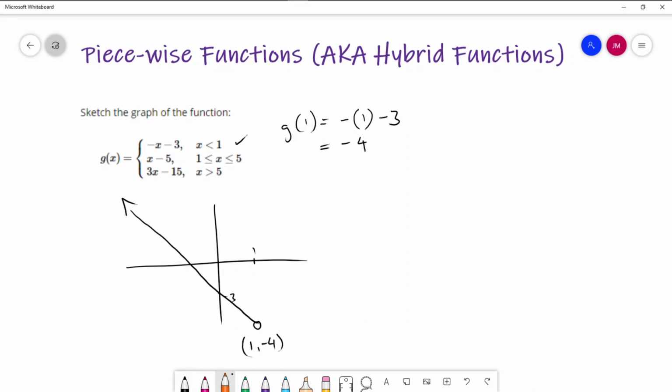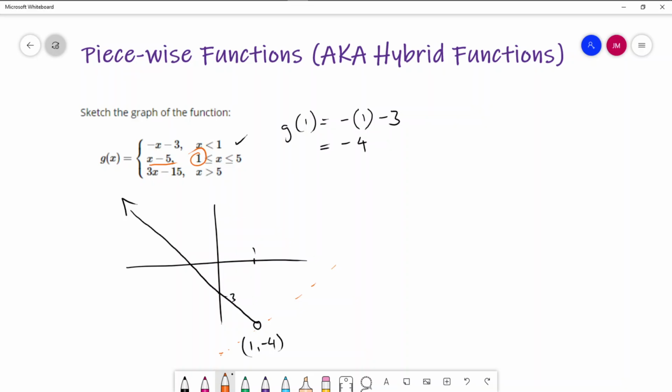Now I'm going to use a different color here. I'm going to use orange for the middle part. So now the middle part, I'm sketching x minus 5. It has a positive gradient, so it's going to be coming up. Now, it would look something like that. I don't know. Let's find out. What I'm going to do first is put in the number 1, because I've already got a point there, (1, negative 4), for the first part of the equation. I want to find out, does it hit that same point, or does it start somewhere else?